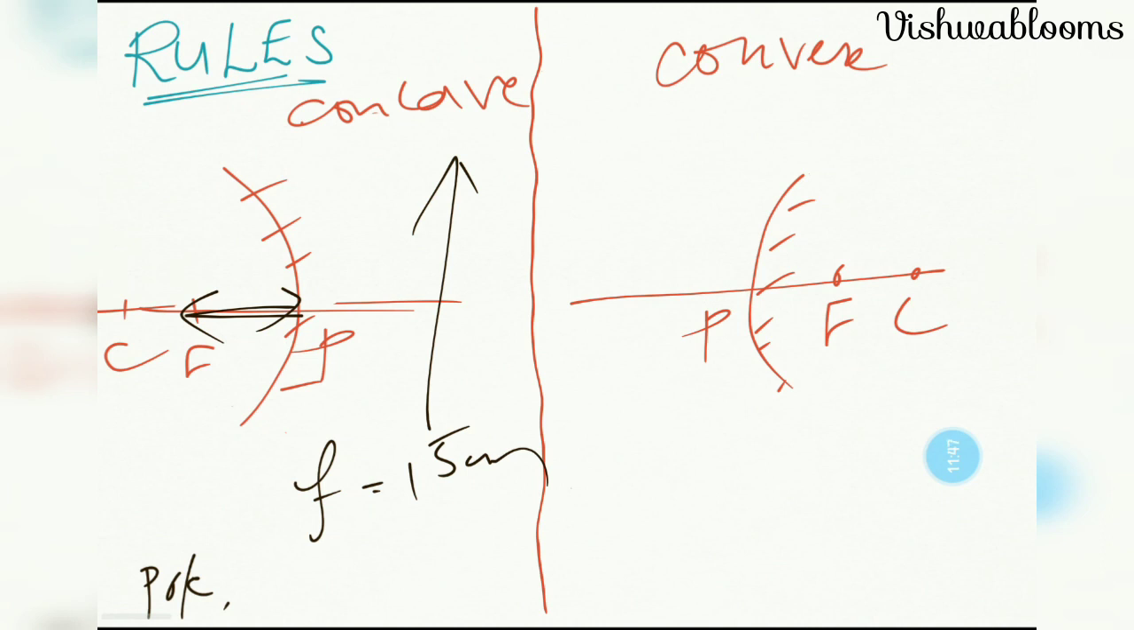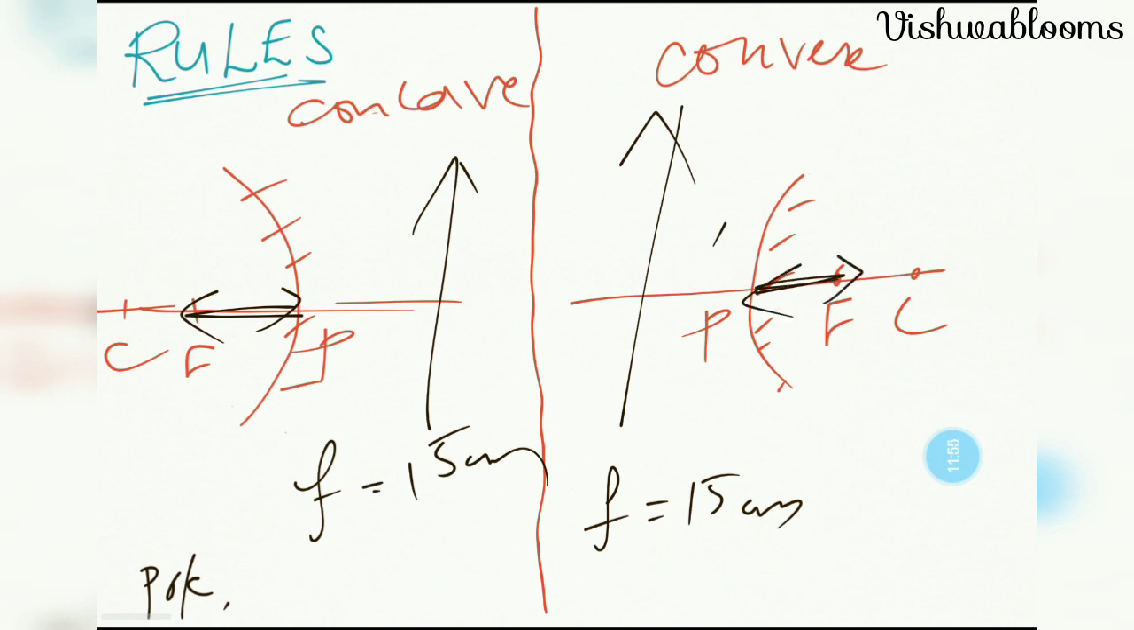But in the case of a convex mirror, if he gives the focal length as 15 centimeters, it is going to be positive, because from the pole it is towards the right side. See, here the focus is towards the left side. This will indicate that it is negative. So here the distances will be measured in negative. Nothing, very simple. See, if it is towards the right, it is going to be positive. If it is towards the left, negative. That's all. So the distances, you should measure in such a way.